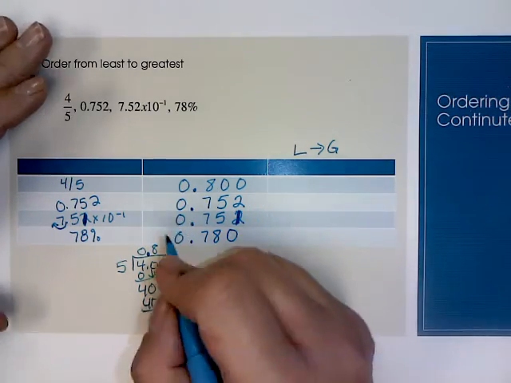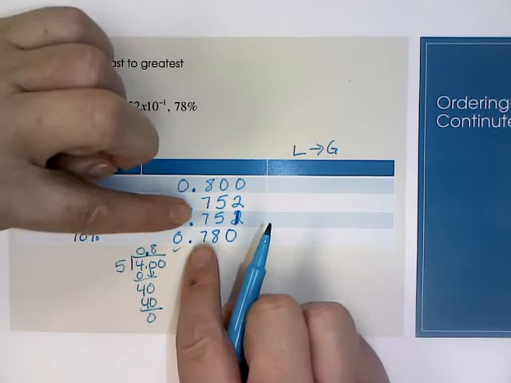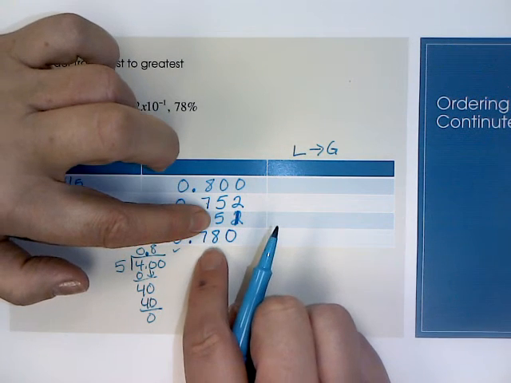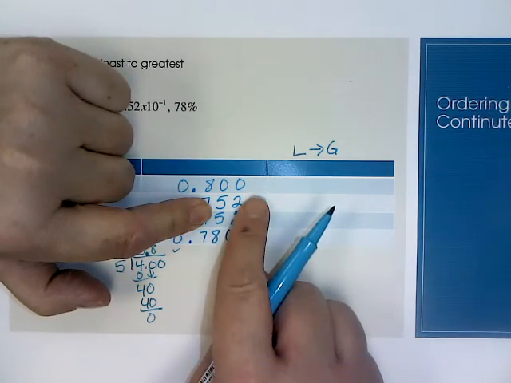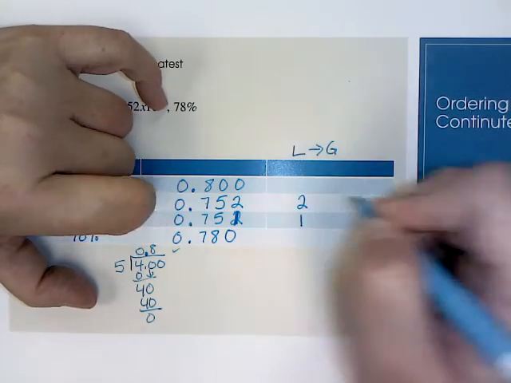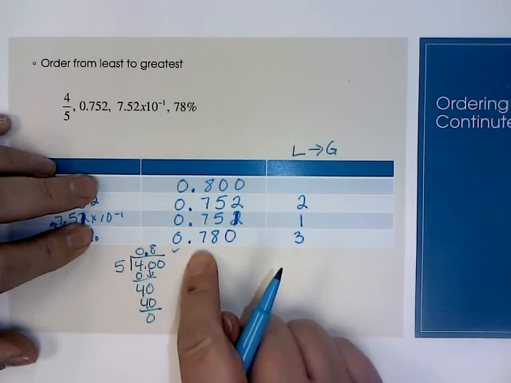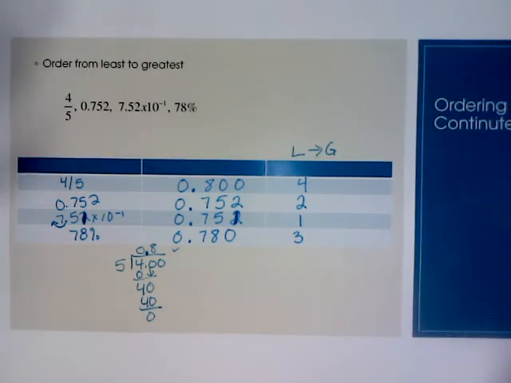0, 0, 0, 0. 8, 7, 7, 7. My 7s are my smaller ones, so I'm going to focus on those. 5, 5, 8. My 5s are the smallest, so I'm going to focus on those. I have a 2 and a 1. Smallest number. Second smallest number. Third smallest number, because I have a 7, and my largest one has my 8.